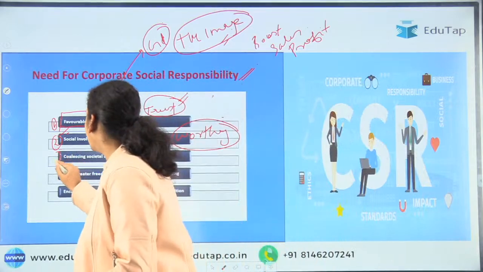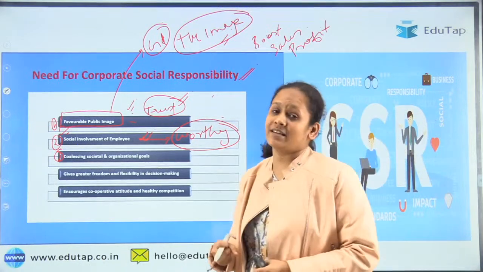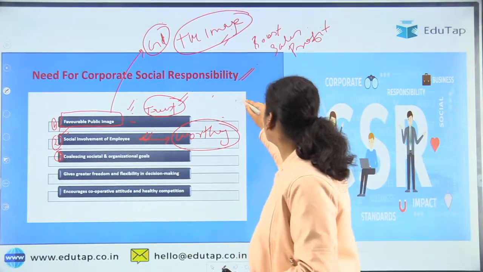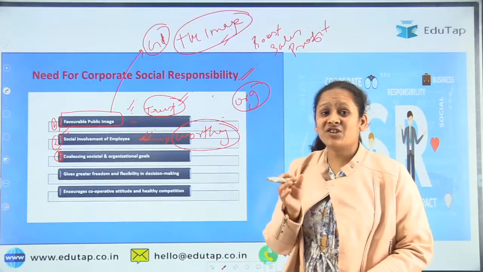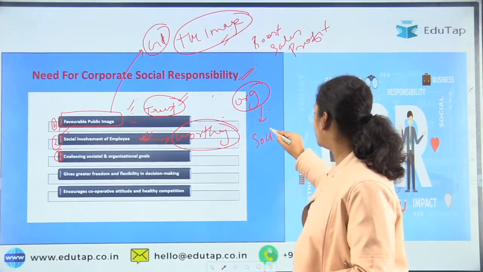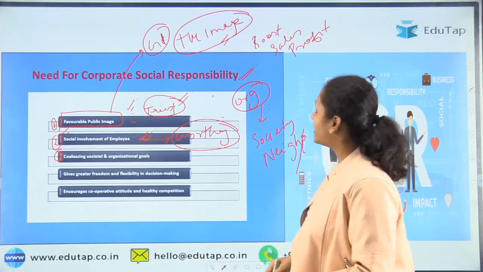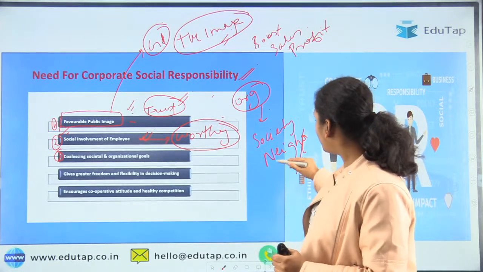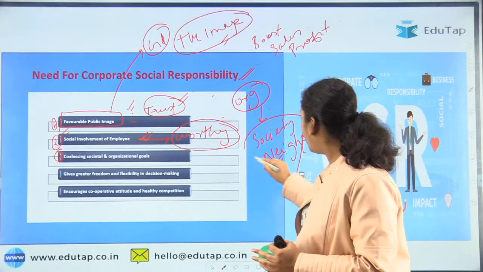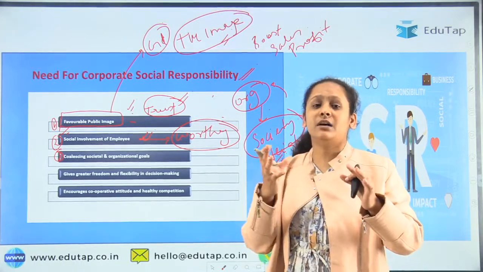Now, what is the third need of CSR? The third need is coalescing social and organizational goals. It simply means, how can an organization grow? An organization will grow only when its society, or let's say the neighborhood, is in progress. If the neighborhood or the society fails as a whole, the organization would not be able to grow. So you can think of it in this way, that it is the society as a whole.